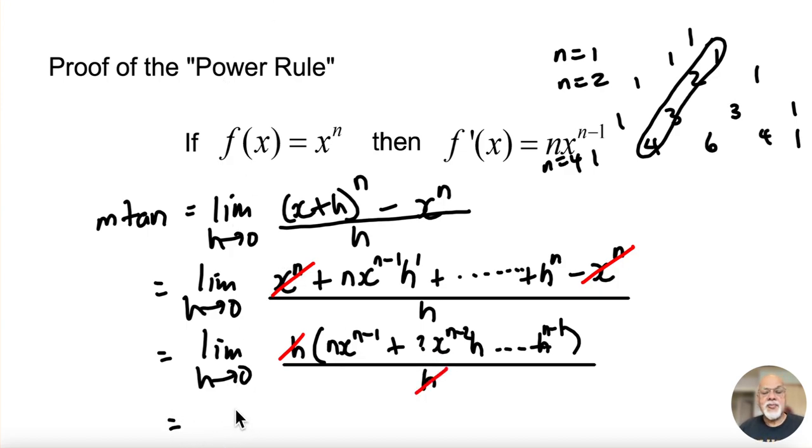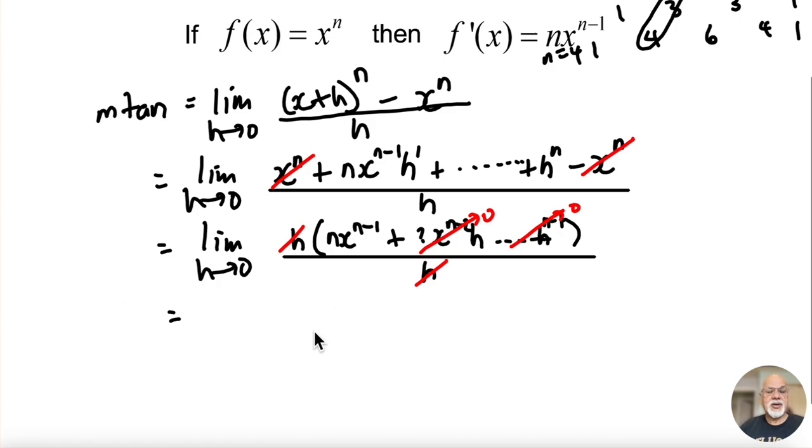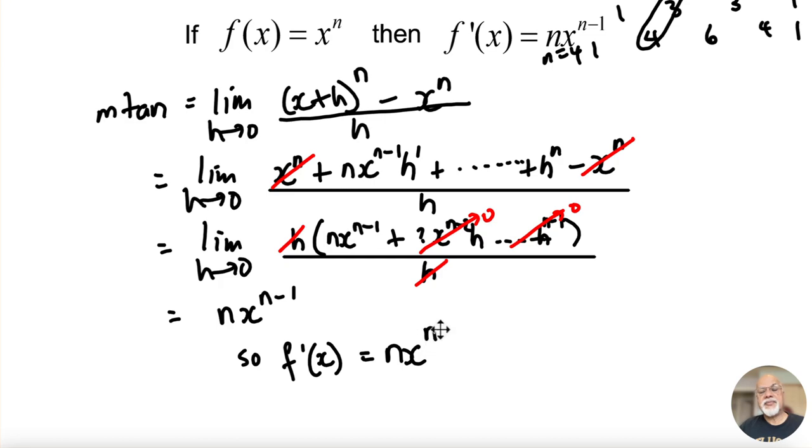And then finally, as h goes to 0, all the terms will go to 0 except for that first one, because it doesn't involve h. They'll all go to 0 because they all have h's in them. And so we end up with n times x to the n minus 1. Okay, so f prime of x, using Newton notation, is just nx to the n minus 1. So there's the proof of the derivative of a power function.